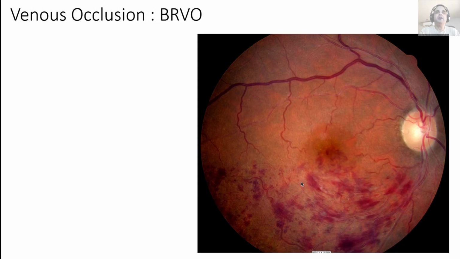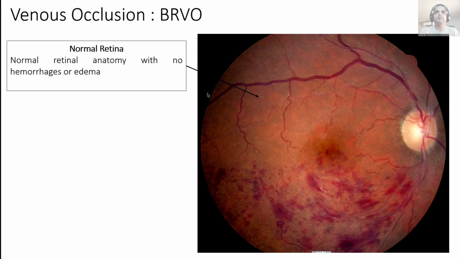This is a branch vein occlusion, and I'm sure you can recognize that it's the inferior branch vein occlusion, and the occlusion probably started here because the hemorrhages start spreading out from this point, and this is basically at an AV crossing. You can also see the beginning of some form of edema, but not that much in the macular area. And this is the normal retina.